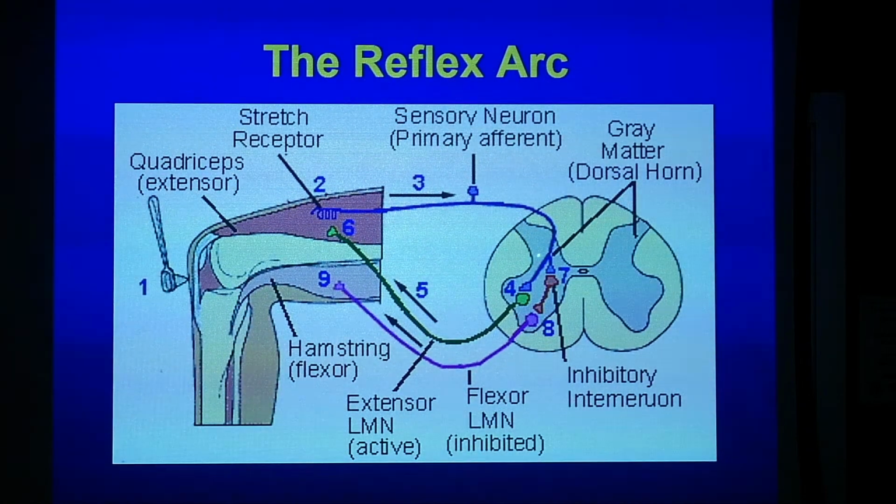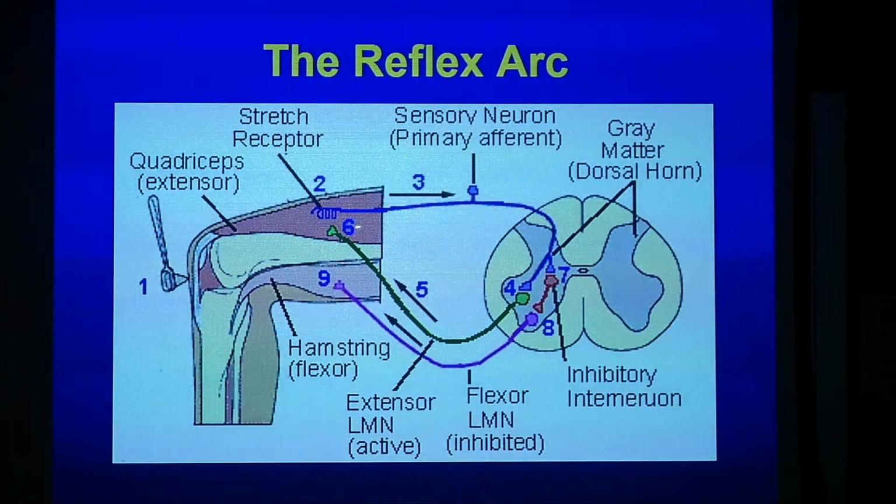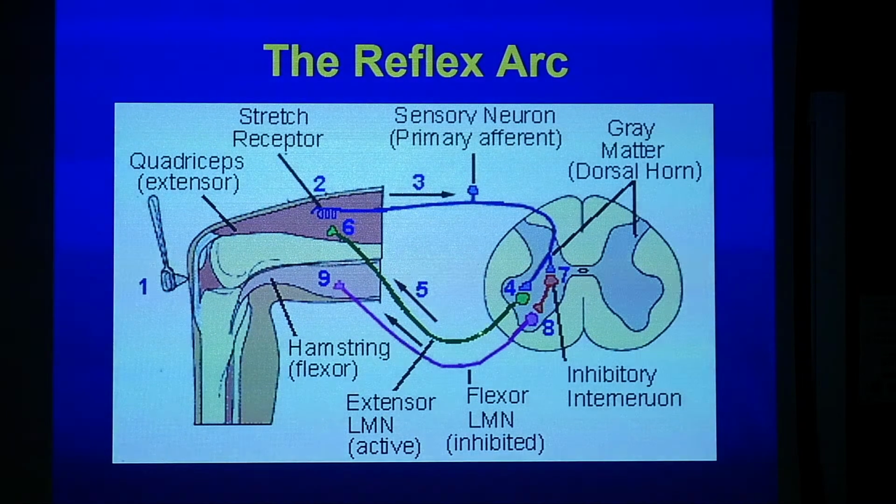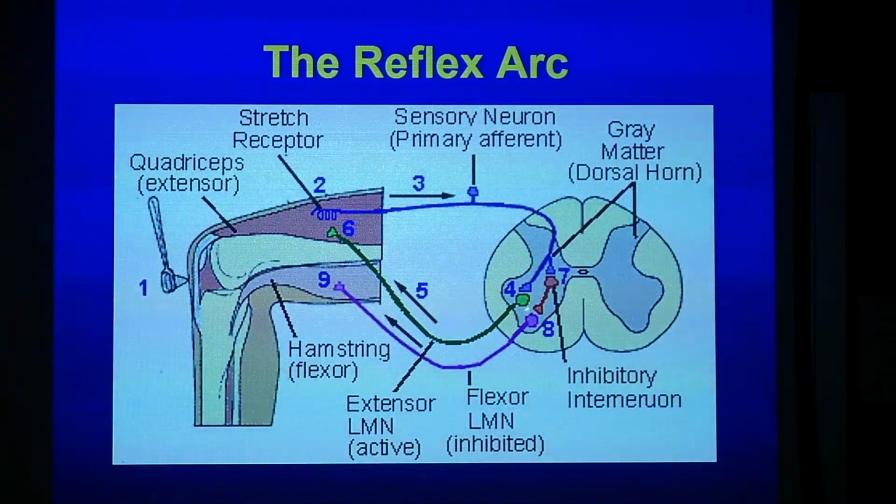In this reflex, at number 4, the primary sensory afferent synapses onto this green lower motor neuron. The lower motor neuron is located in the ventral horn. It's in the gray matter of the spinal cord. It sends a process out into the ventral root, so now it's in the periphery. This then joins the spinal nerve and, during development, will find its way to the quadriceps muscle.